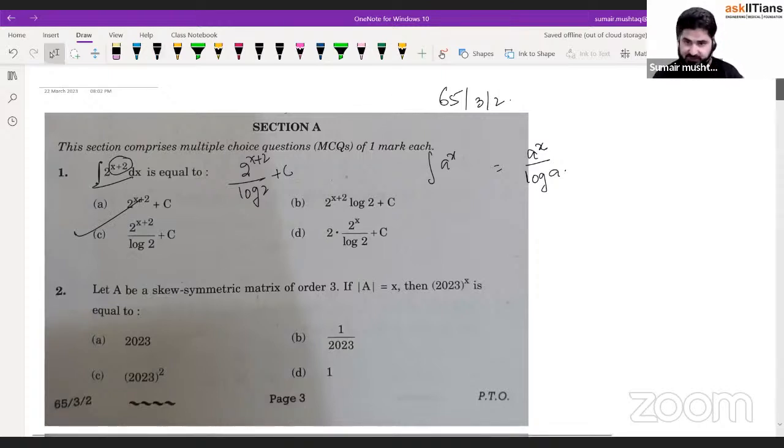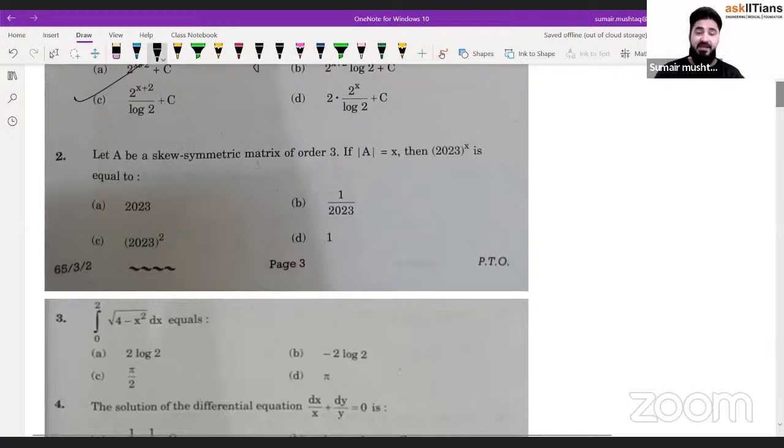Okay, next question. This question is very easy. A is a skew symmetric matrix of order 3. Remember, this is a very important point, and you will use this in your entrance as well. Sometimes when a question on matrices comes, if A is any skew symmetric matrix, its determinant is always 0, but provided it is of odd order. If it is of even order, we can't say that.